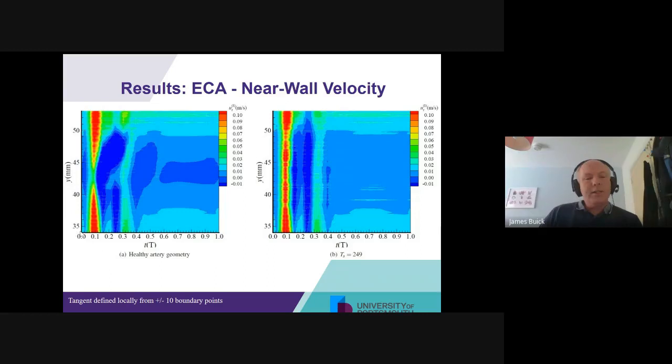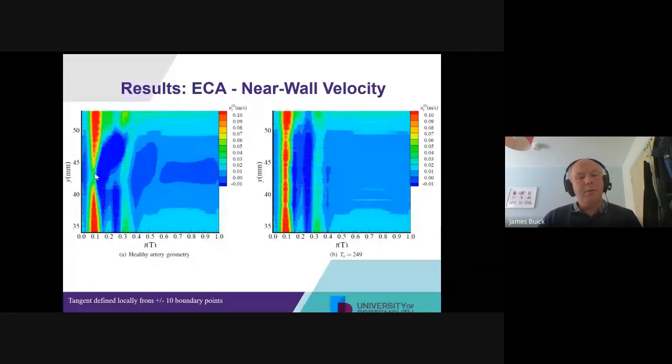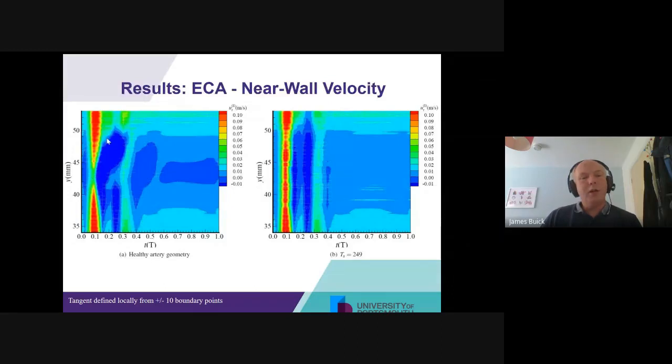Looking along the x-axis, we see the initial fairly low velocity. We then see the peak, then that drops off, and there's a secondary peak. So the velocity profile looks very much like the pulse that we put in at the bottom. But in this region between 40 and 45 millimeters, we see that the peak is much smaller, and we also have this large low velocity region which persists for some time and also moves some distance upstream. That was for the original healthy artery.